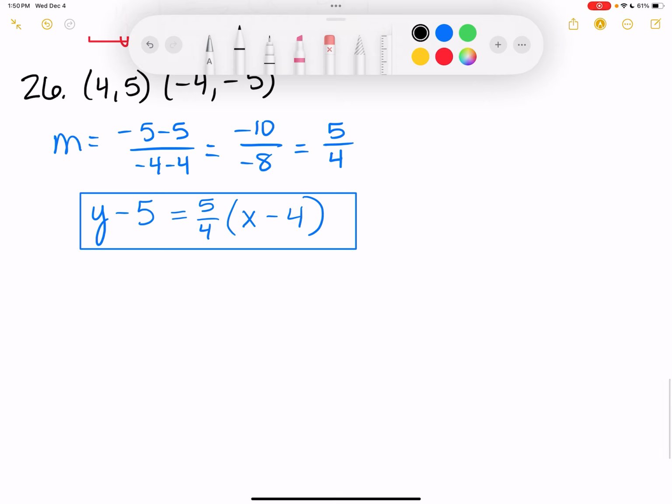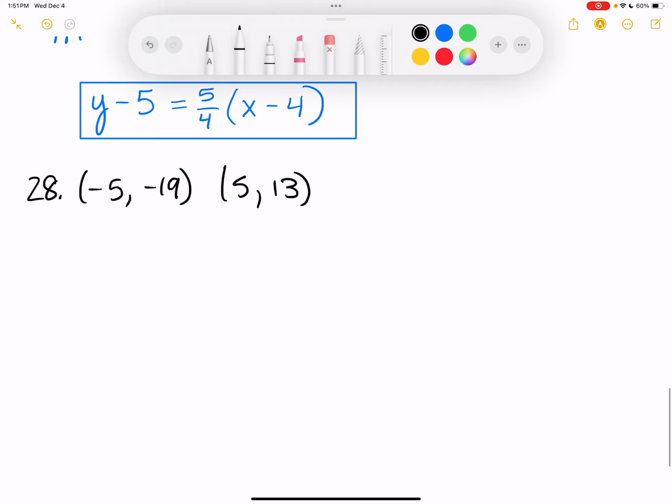All right, last one. I want you to try it on your own. You can choose either point to write your equation. I'll write both so that we can check and make sure that we got it under control. 28 is -5, -19, and then 5, 13. So find your slope and then write your equation using either point. I don't care which one you use.